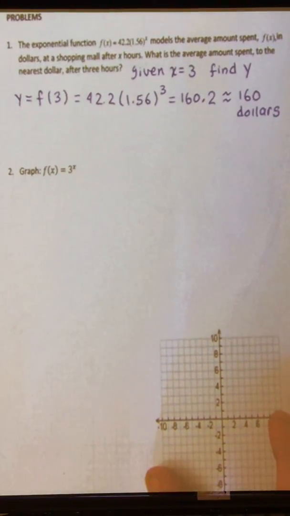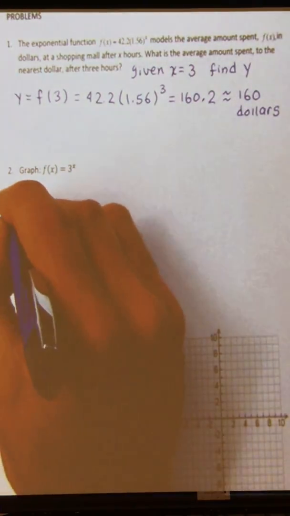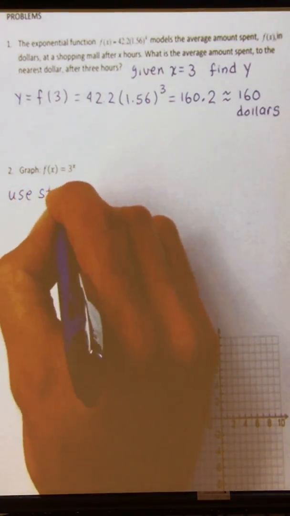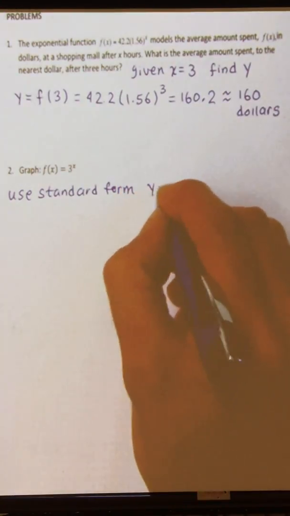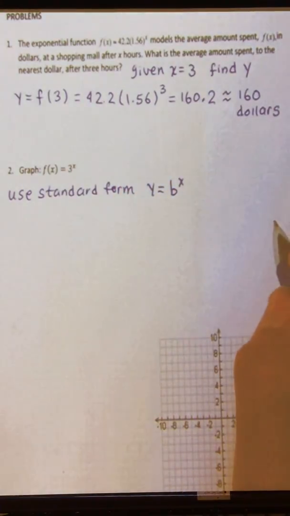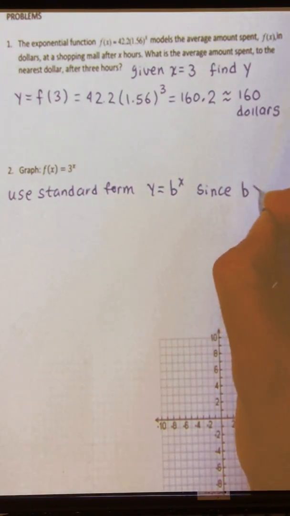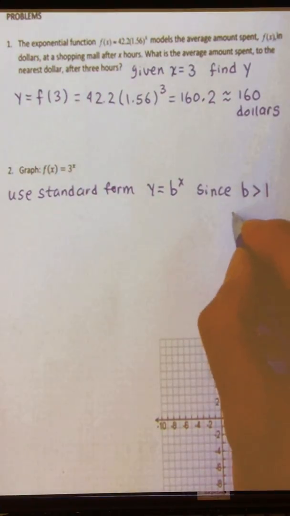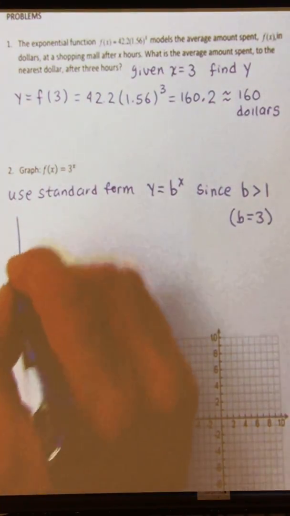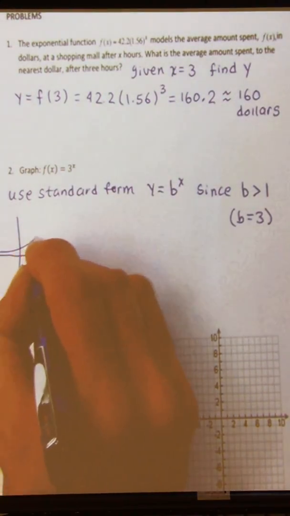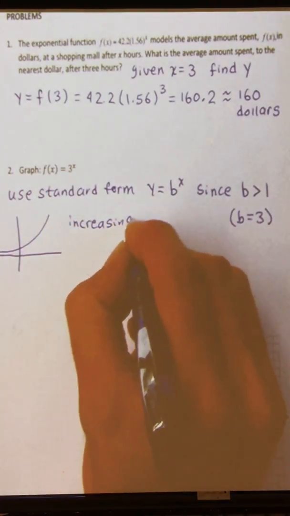Problem 2. We're asked to graph the exponential function 3 to the x. Here we're going to use standard form for exponential functions, y is equal to b to the power x. And since the value of b, in our case, is greater than 1, here the value of b is 3, then we will have a graph shape of this form here. This is an increasing exponential function.